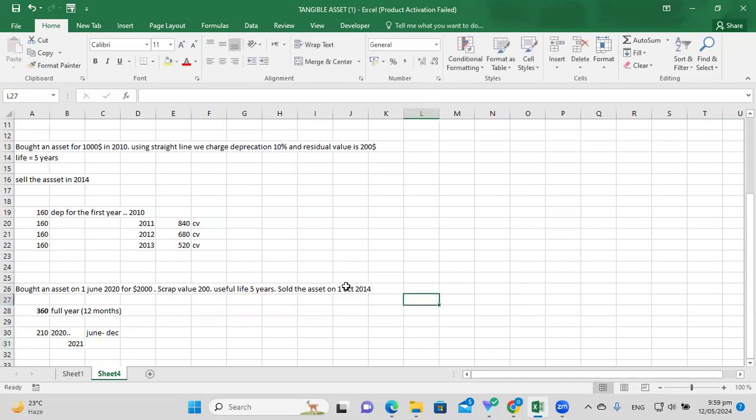Okay, so by mistake, I wrote here they sold the asset on 1 October 2014. Sorry, this is not 2014, this is 2024. All right, let's correct the mistake. Don't assume that this is 2014, this is 2024. Sold the asset on 1 October 2024. All right, don't confuse this with 2014.